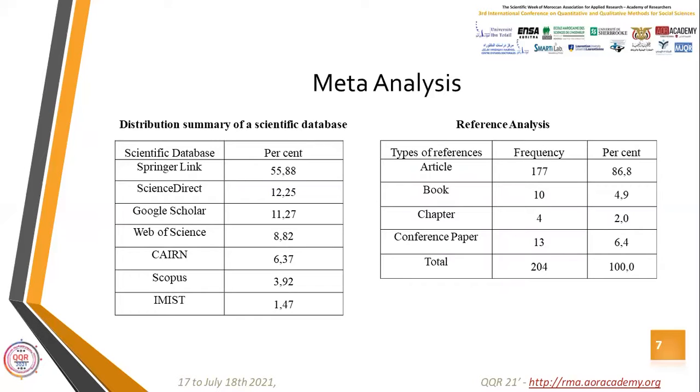As shown in the first table, the references used in our study were collected from different scientific databases such as Springer Link, Science Direct, Google Scholar, Web of Science, CAIRN, Scopus, and Aniss. For types of references, 86.8% of those papers are articles, 4.9% are books, 2% represent chapters, and 6.4% of the references are conference papers.